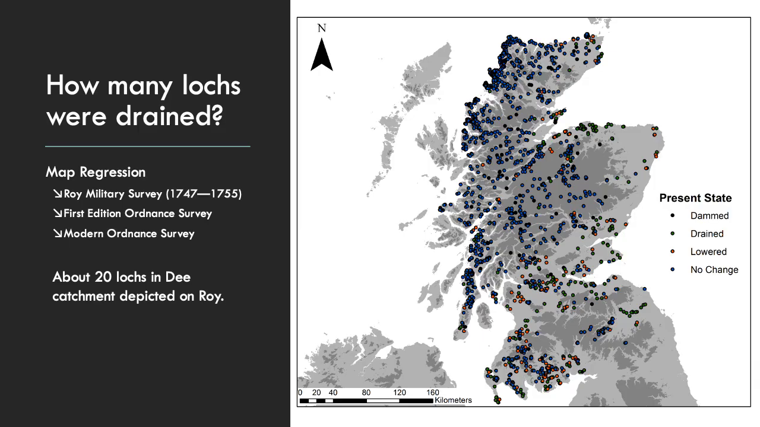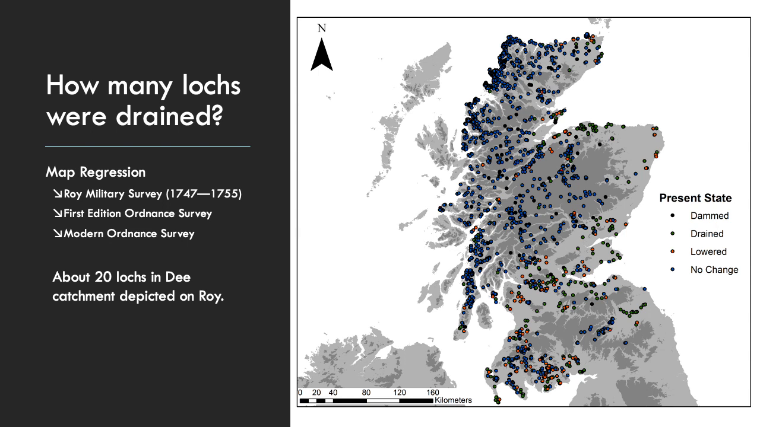To do this, I used the ROI Military Survey of Scotland, which is a really unique map for Scotland. It was the predecessor to the Ordnance Survey, and it covers all of Scotland, all of mainland Scotland, at a scale and detail that allowed it to be used for this analysis. And the analysis was very simple. Simply located every loch on the map.